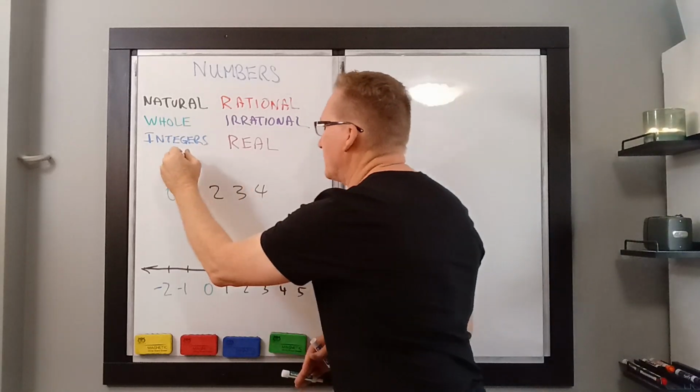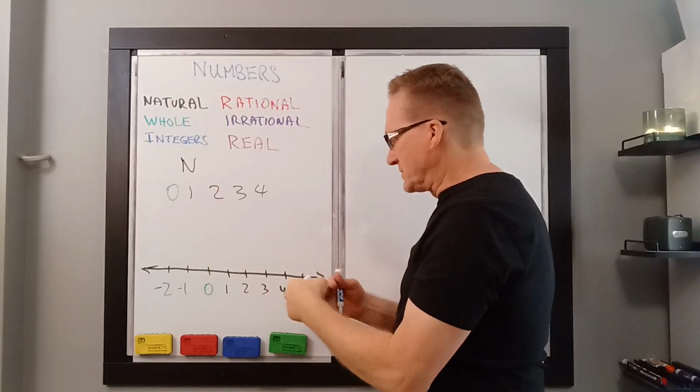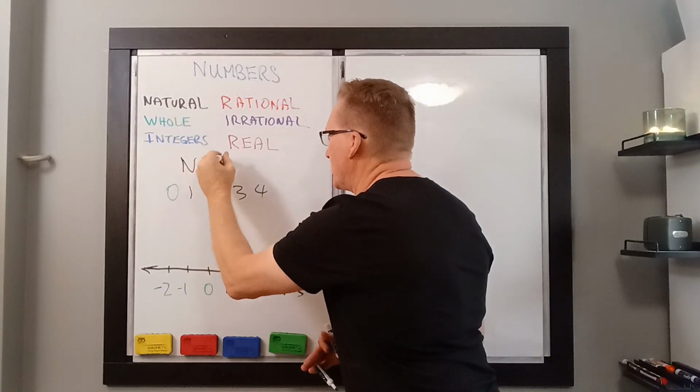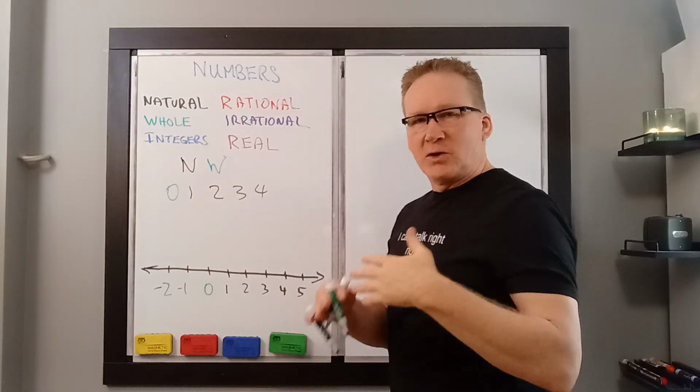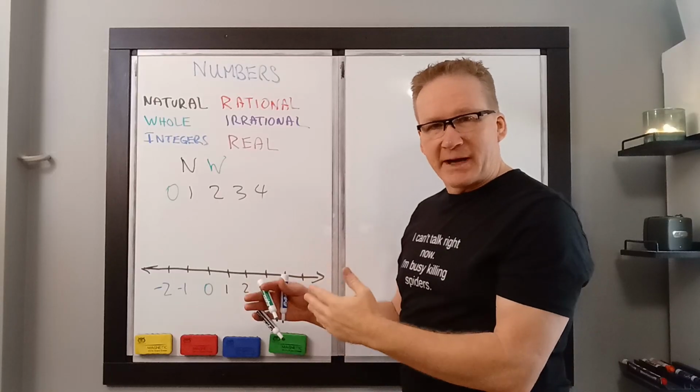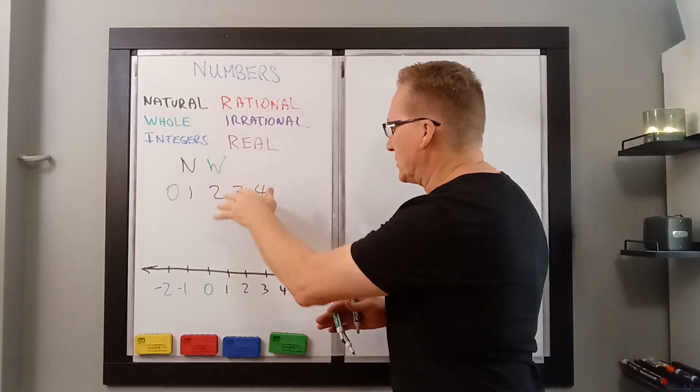Often these are abbreviated N for natural numbers, and sometimes they'll say W for whole numbers. So they'll say your set of possible answers is all the natural numbers or all the whole numbers, and this is what they're looking at here.